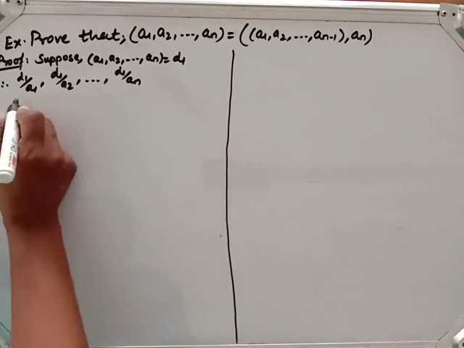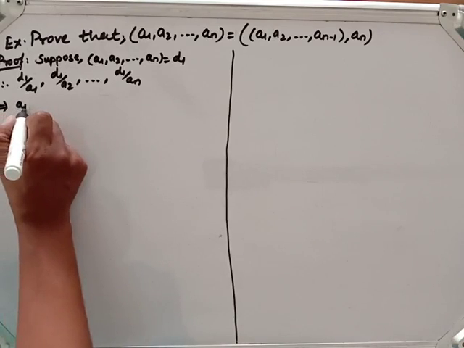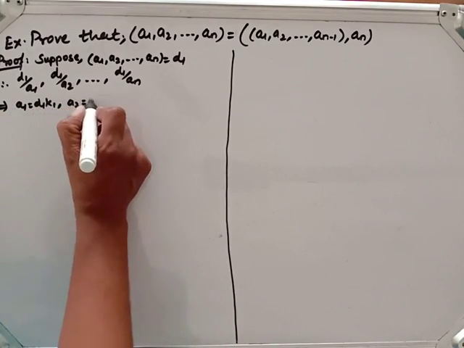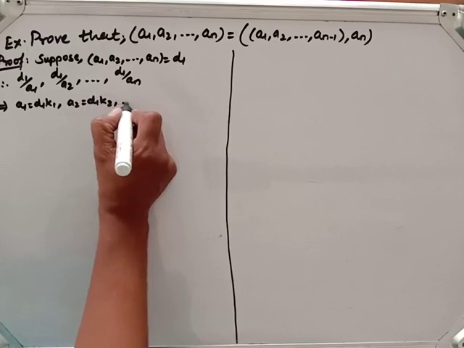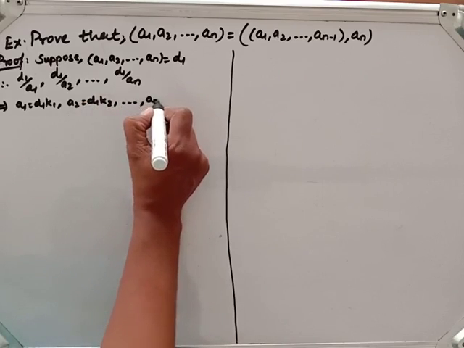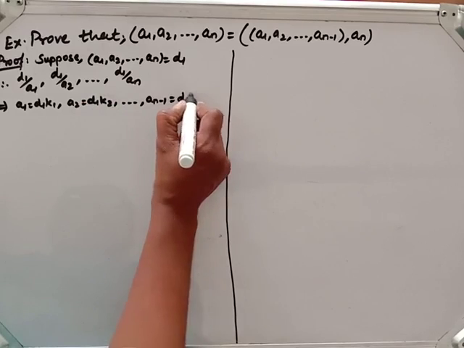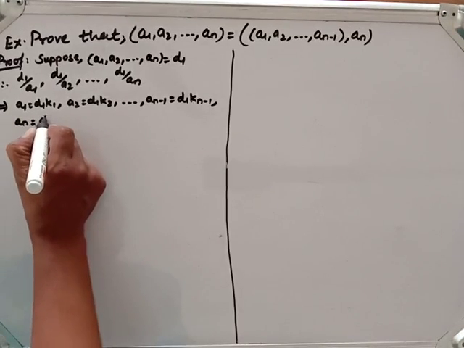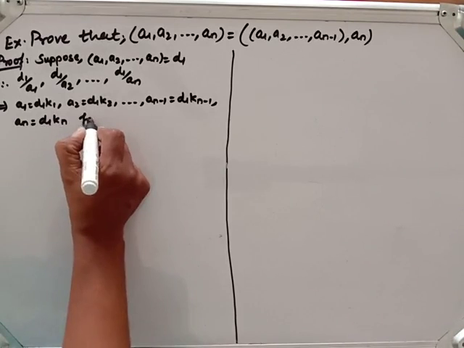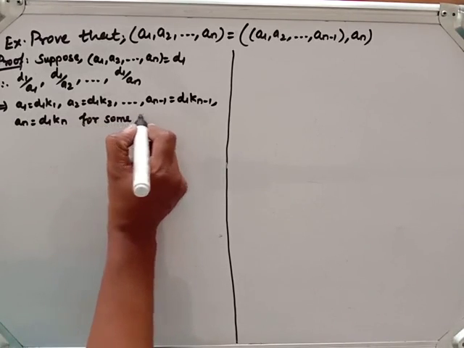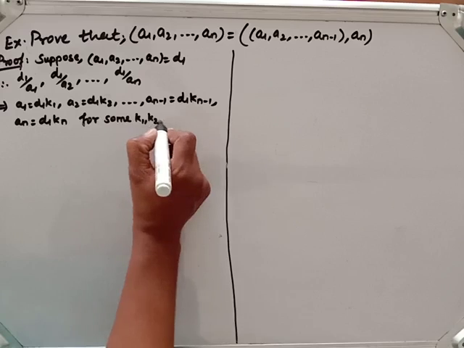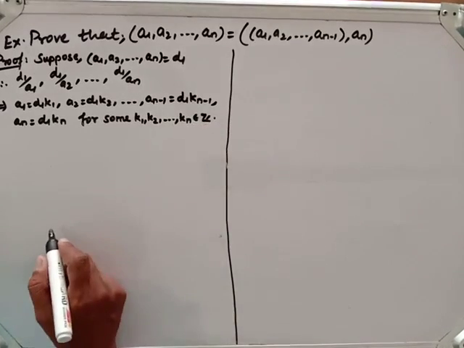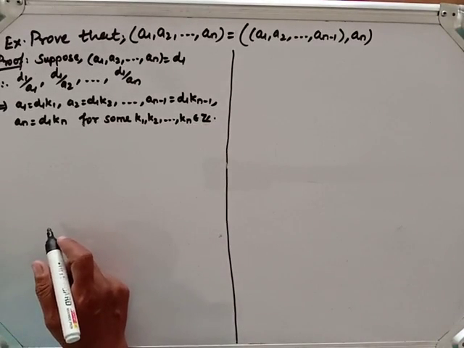Fine. So as this is true, A1 is equal to D1 into K1, A2 is equal to D1 into K2 by the property of divisibility, and so on, AN minus 1 is equal to D1 Kn minus 1 and AN is D1 Kn, for some K1, K2 and so on up to Kn, which are integers.